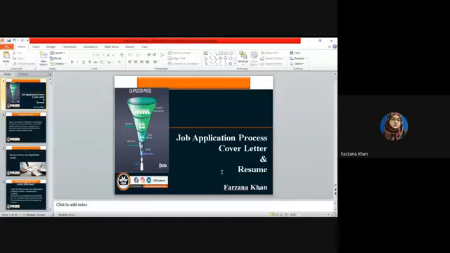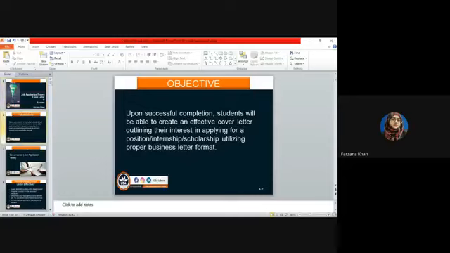In the job application process, two first steps are very important before moving towards the interview. The first two steps are cover letter and resume. By the end of today's lecture, you will be able to write an effective cover letter. So pay close attention to understand the techniques, tips, strategies, and the components and sections of an effective cover letter.